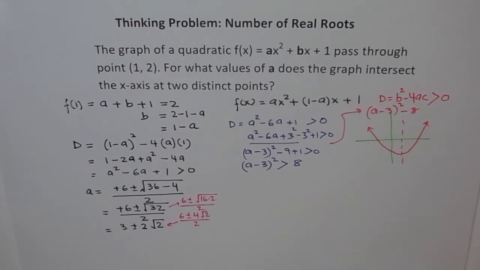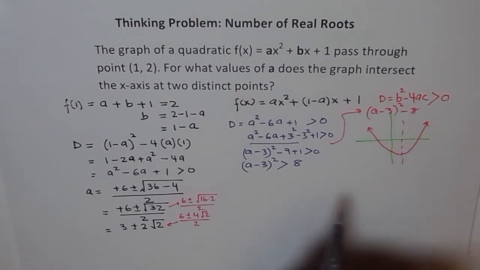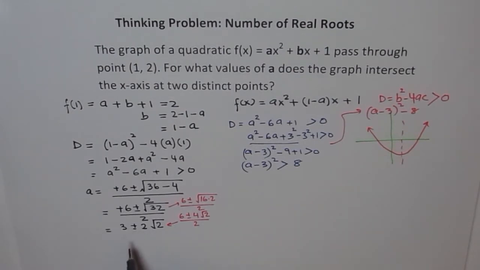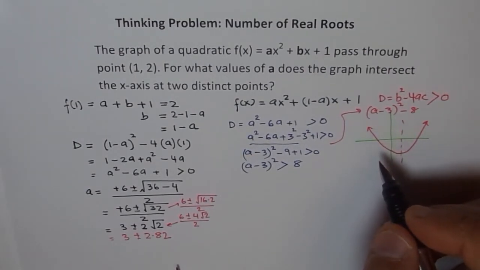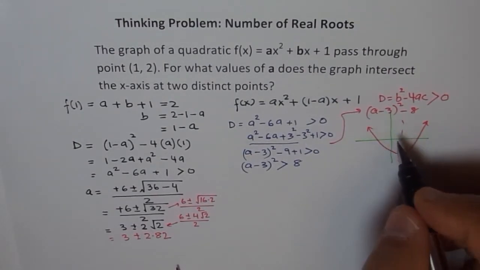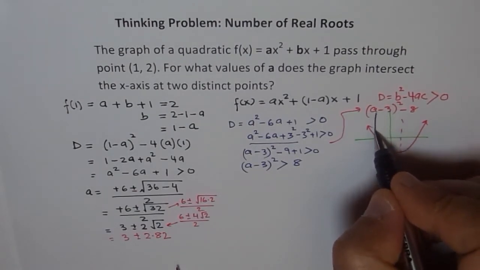So 2 times 1.41 is 2.8. Okay, so the parabola is kind of wrong. It is positive, 2.2. So let me write this as 3 plus minus 2.82, approximately. So both are positive. So I will not change my graph, but I'll change the axis. I like this method of working, changing the x's, right? Okay, so that's my graph now.